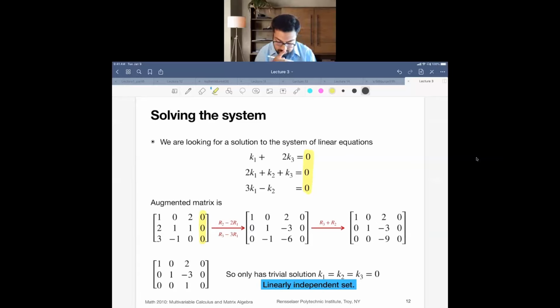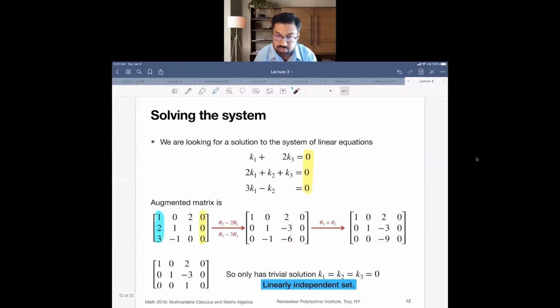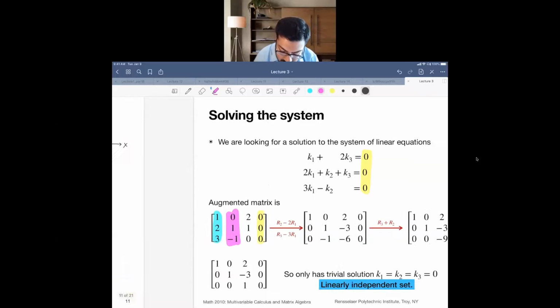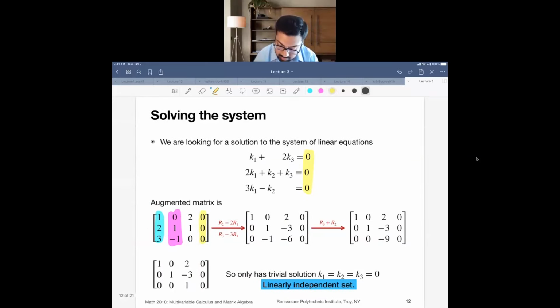Now I want you guys to notice each column in the augmented matrix that was formed. Each column in the augmented matrix is exactly the same as each vector that we were checking for, right? So each vector, like 1, 2, 3, that was v1, it became the first column of the augmented matrix. And then the next one, 0, 1, -1, that was v2. And then similarly v3, let me use a different color for that.